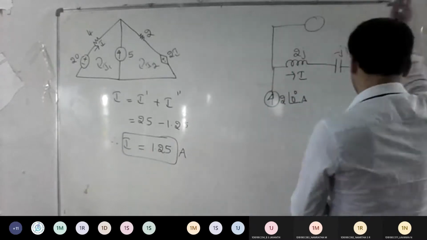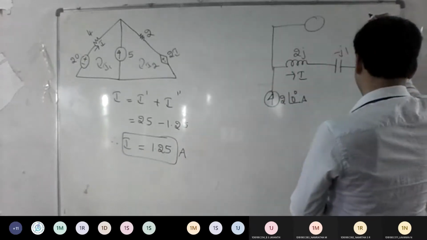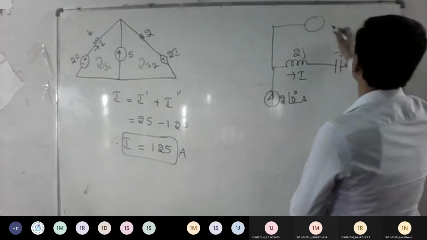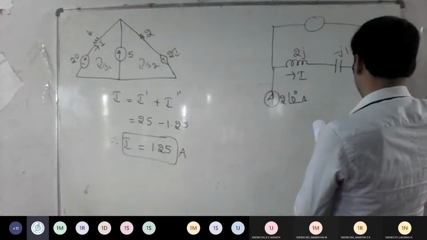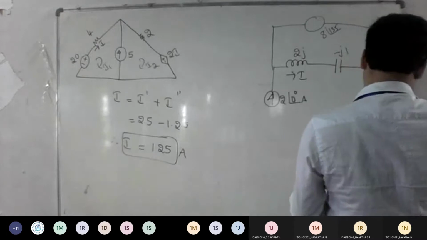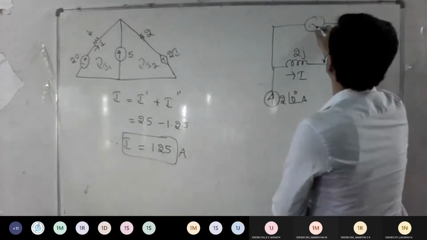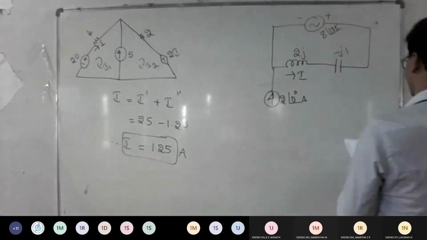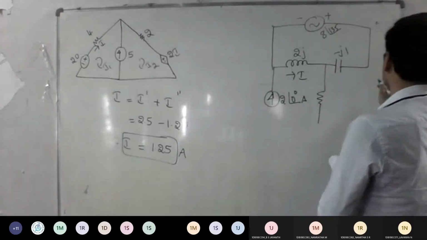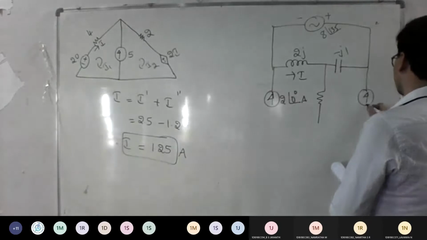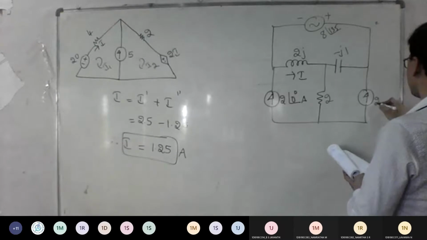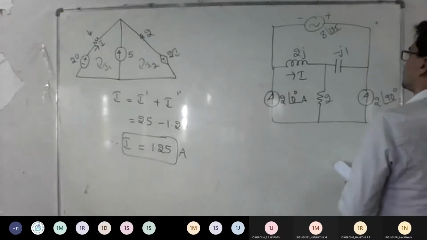Is it visible here, what I'm writing? Everyone? Yes, sir. So 8 angle 135, an AC source, minus plus. Write the symbol clearly here, so don't make mistakes here. Okay, so this is the given question.